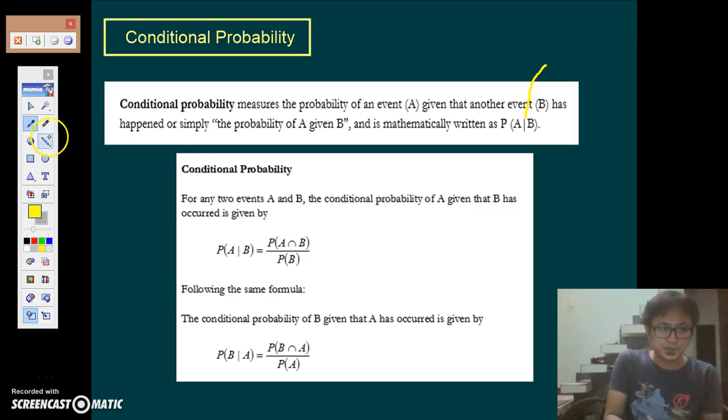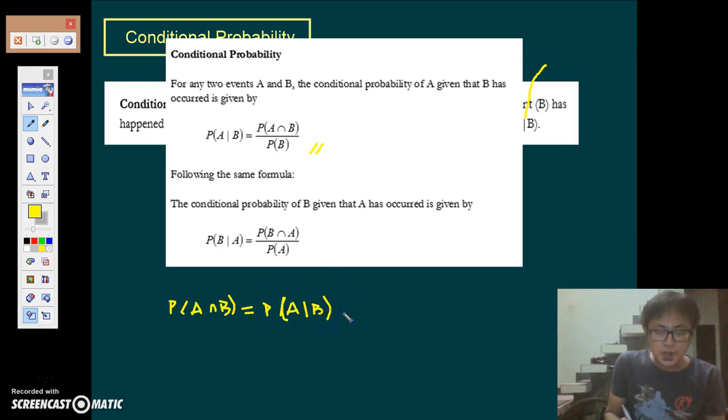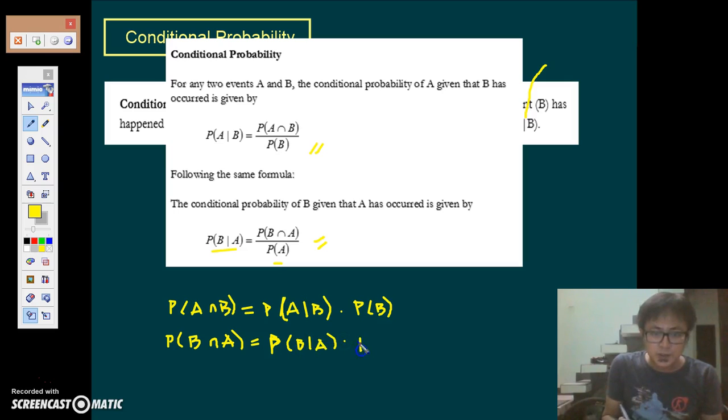So basically from these two, we can create another equation, since you see the numerators are the same for both. What I mean is, in this one we can solve for P of A intersection B, and it's equal to P of A given B times the probability of B. In the second formula, the probability of the intersection B intersection A is equal to this times the denominator, just cross multiply, right? So P of B given A times P of A. Now, since A intersection B is the same as B intersection A, these two are equal.